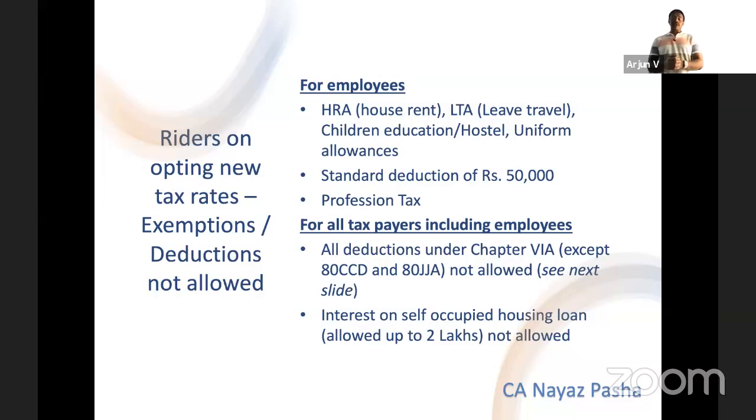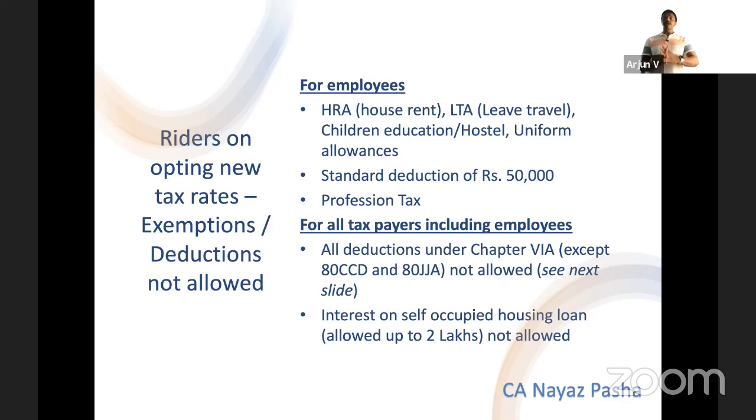If you are an employee, house rent allowance you have to forego, leave travel allowance or exemption you have to forego, children education allowance, hostel expenditure allowance, uniform allowance, all these allowances where exemption was provided in the law, all these you have to forego if you want to opt for new rates.